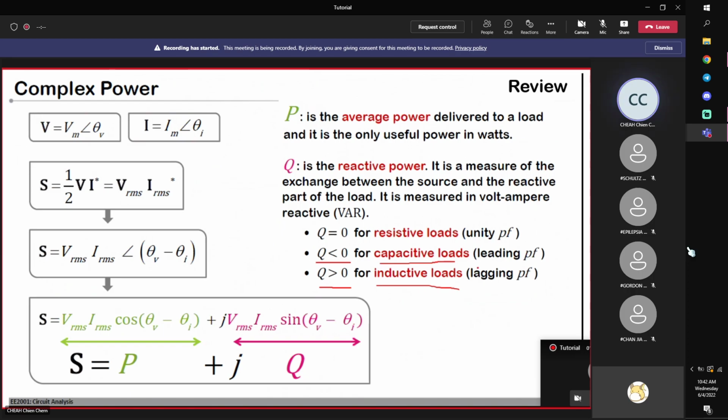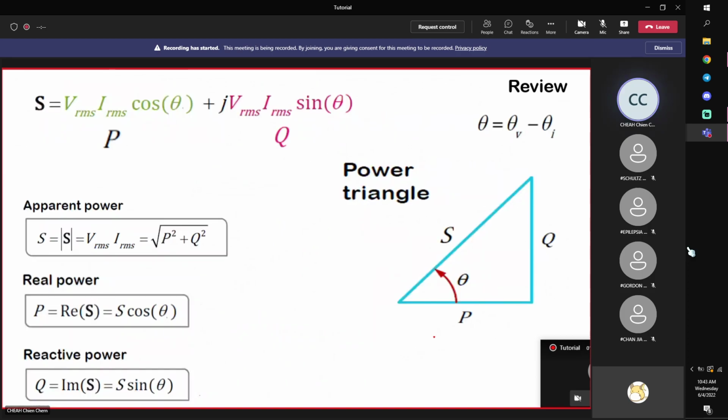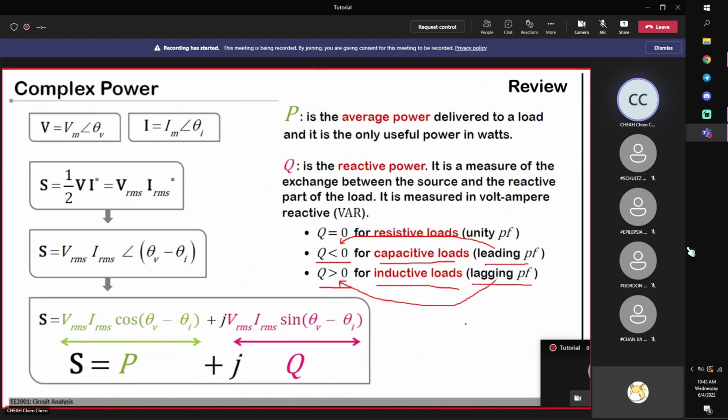And you also need to remember whether it is a leading power factor or a lagging power factor. Why? Because sometimes the problem says it's a leading power factor. It's actually trying to tell you that your reactive part is negative. Sometimes it gives you a lagging power factor. It's actually trying to tell you that your reactive power is positive. And there's a very easy way to remember all this.